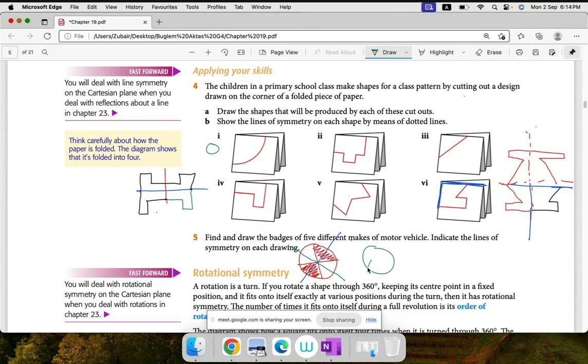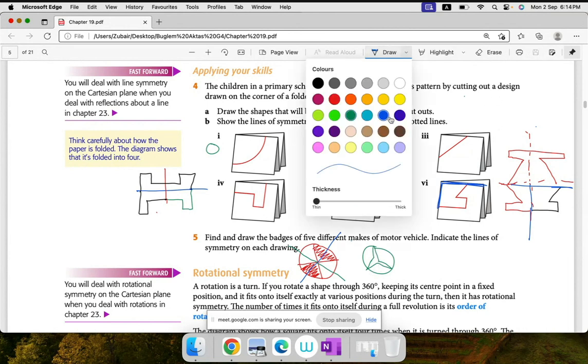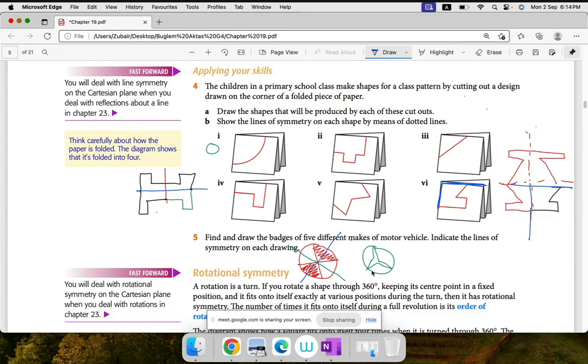The other one is Mercedes. And how many lines of symmetry can we have in the Mercedes symbol? Three. Three. Tesla, I guess. One.